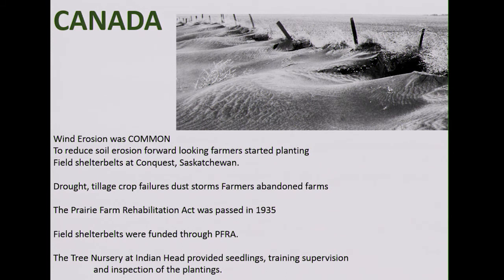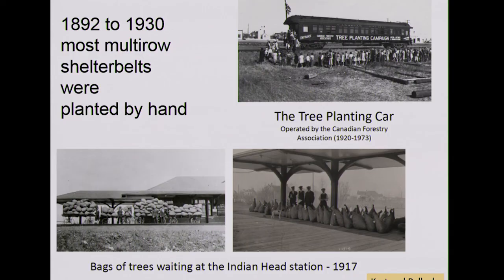Another example is in Canada. Wind erosion is very common, lower productivity, and they started a project called the Prairie Farm Rehabilitation Act, which was passed in 1935. Even before the act, between 1892 and 1930, farmers had started planting windbreak trees by hand.